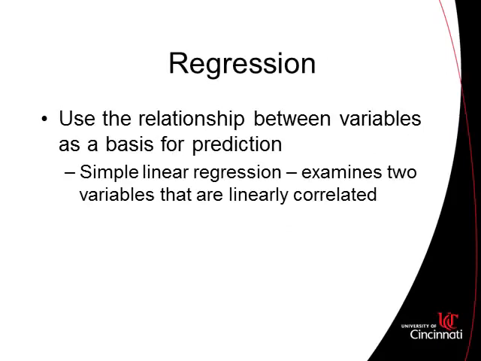So a regression is when you use the relationship between variables as a basis for prediction. So we're taking correlations a step further. We're not just saying that these two variables are correlated, but we're saying they're correlated, and can we use one to predict the other? So if you see things about using variables to predict the other variable, you know you're talking about a regression. And in this course, we're just going to talk about simple linear regression, where we examine two variables that are linearly correlated and look at whether one can be used to predict the other.